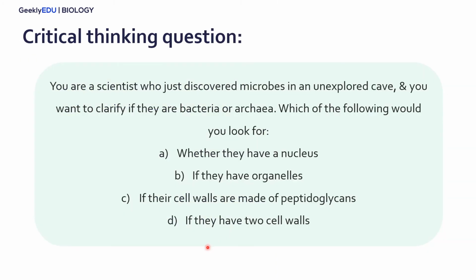All right, so now I have a quick critical thinking question. So here we're asking, you are a scientist who just discovered microbes in an unexplored cave, and you want to see if these are most likely bacteria or archaea. Which of the following would you look for? A, whether they have a nucleus. B, if they have organelles. C, if their cell walls are made of peptidoglycans. Or D, if they have two cell walls.